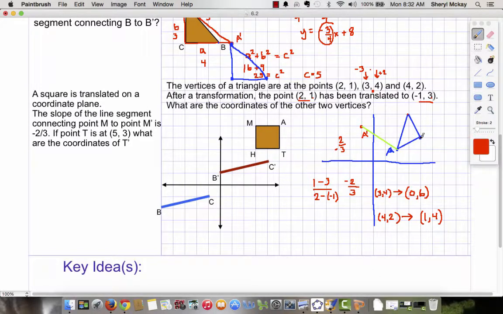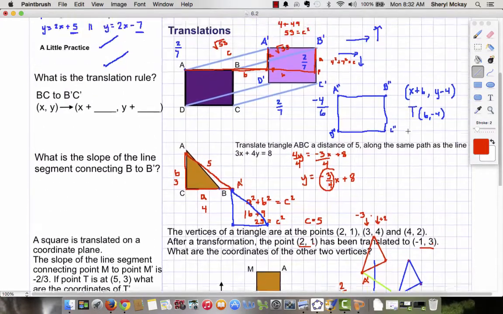If we take this one, we would have gone up 2 and back 1, 2, 3, right there. And when we connect our lines, and there we've just translated our vertices. Okay, we've translated our triangle. All right, so now let's practice this a little bit.